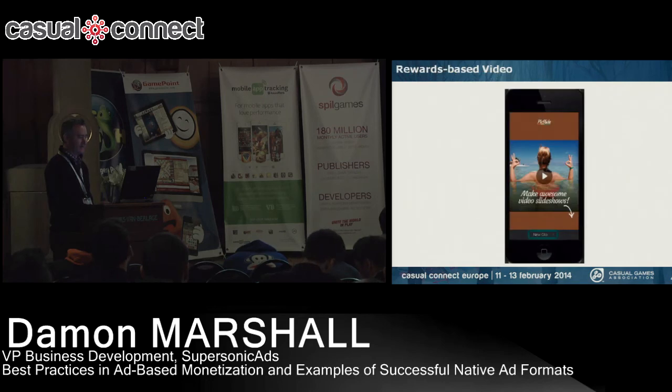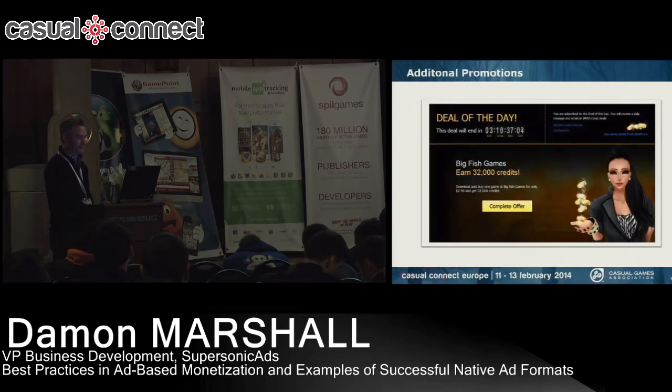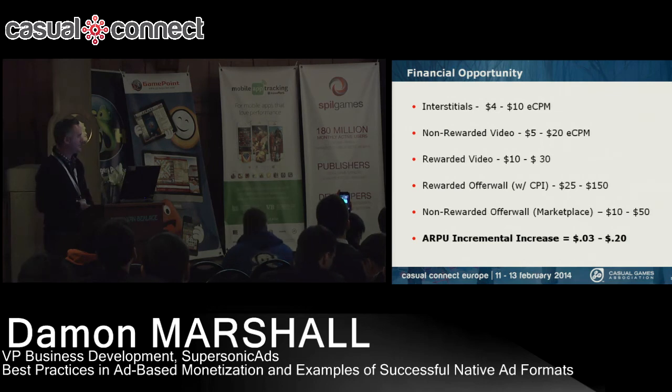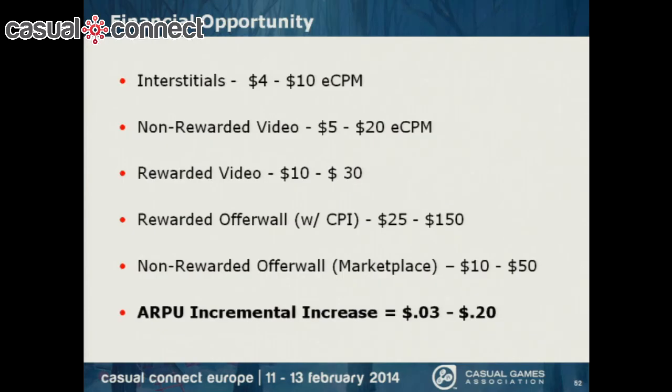Since I don't have a ton of time, I'm going to jump over to the revenue potential here because I think this is on everybody's mind. So I have some different metrics than Kaya shared earlier. Interstitials we see at the $4 to $10 range from eCPM. Non-rewards video would be $5 to $20 eCPM. Rewarded video, we get a little bit higher at $10 to $30 eCPM.